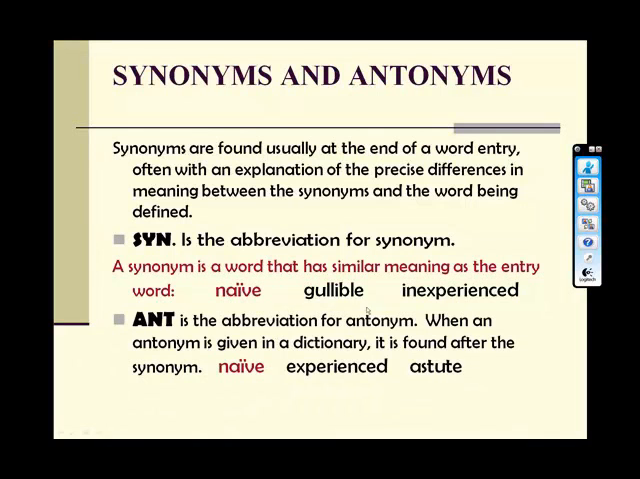ANT is the abbreviation for antonym. When an antonym is given in a dictionary, it is found after the synonym. So, for example, for naive, the antonym is experienced or astute.